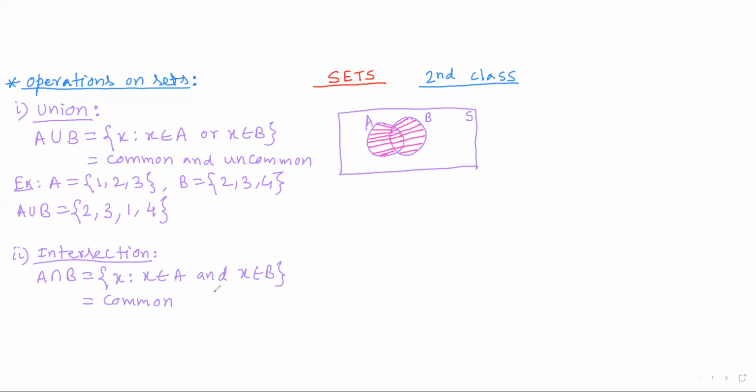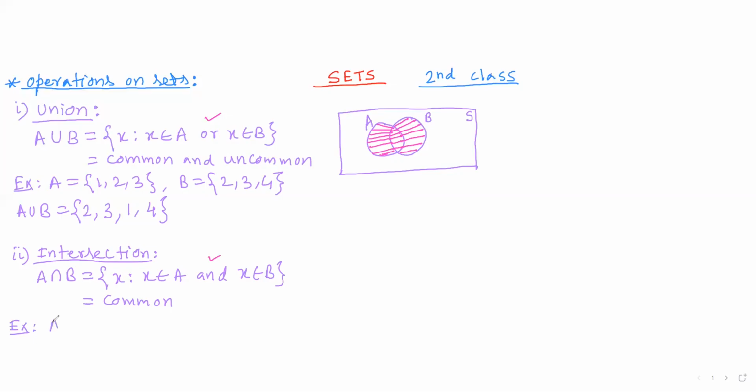One thing you have to observe: in A union B, I have written X belongs to A or X belongs to B. Here I have taken or, and in the intersection I have taken X belongs to A and X belongs to B. And means intersection and or means union. So when or is there, that is union, which means we have to take common and uncommon elements. And when intersection is there, we have to take only common elements. Now I will take one example and explain this.